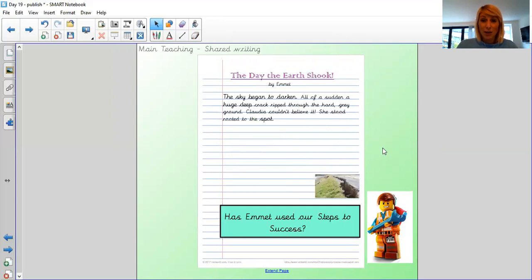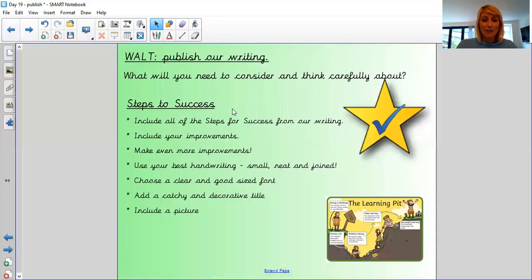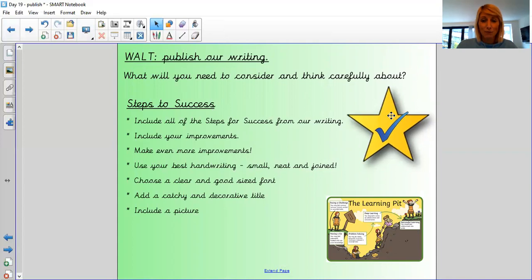So hopefully you can learn from Emmett's mistakes. Make sure you pick fonts that are clear. Make sure you include your punctuation and all of the things that we've talked about. A picture is lovely, but just make sure it's not too big, okay? So I'll leave those steps to success on to help you with your writing today. Don't forget, when you finish publishing your work, you can let me know how you got on with the learning pit. And again, it's your choice.